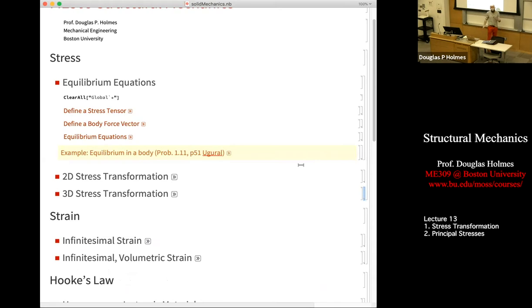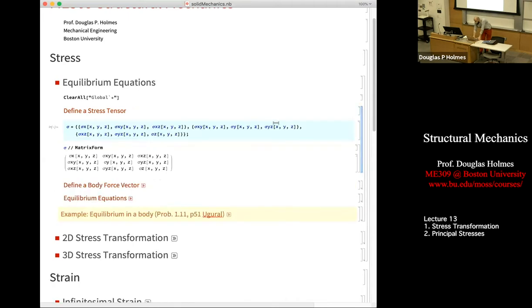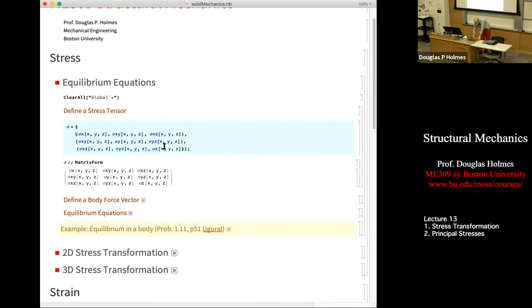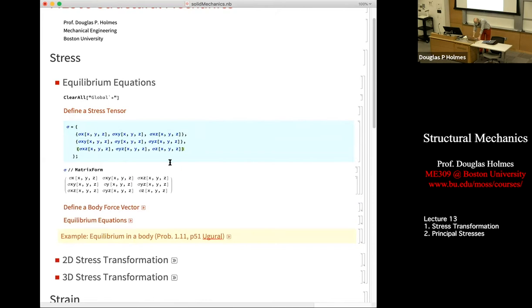In order to do that, we need to tell Mathematica that we have a stress tensor. And so this first little bar here, define a stress tensor, is where we're going to start. I highlighted it in blue. Let me see if I can make this look a little bit nicer. Yeah, that looks better.